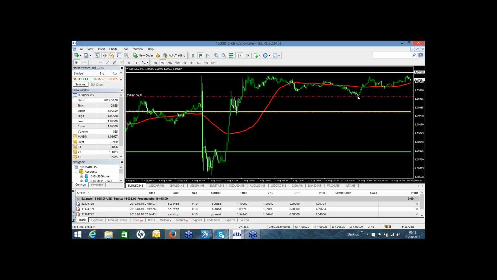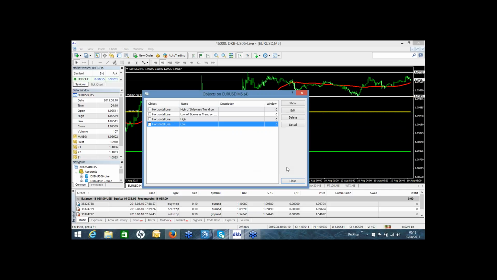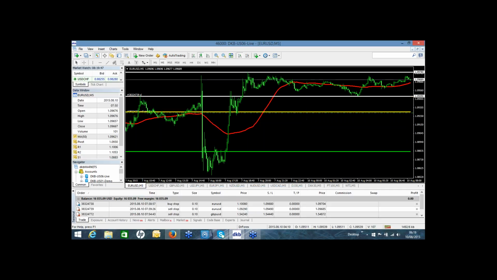And then that's obviously the lowest point there. So the low there is 1.0949. So that's the low. So there we have it. So that's the current sideways trend of the market.